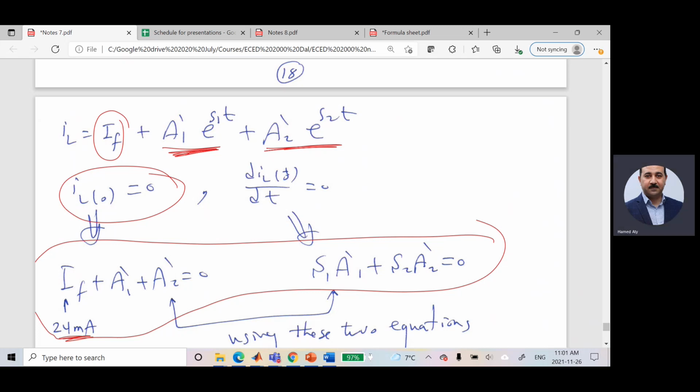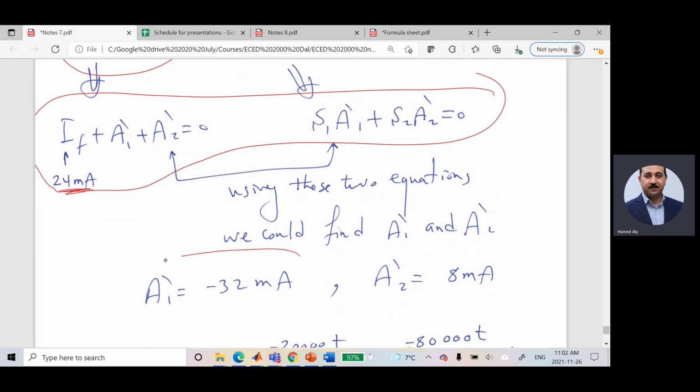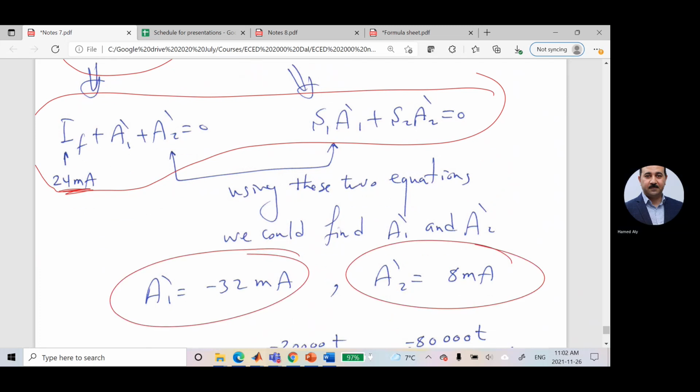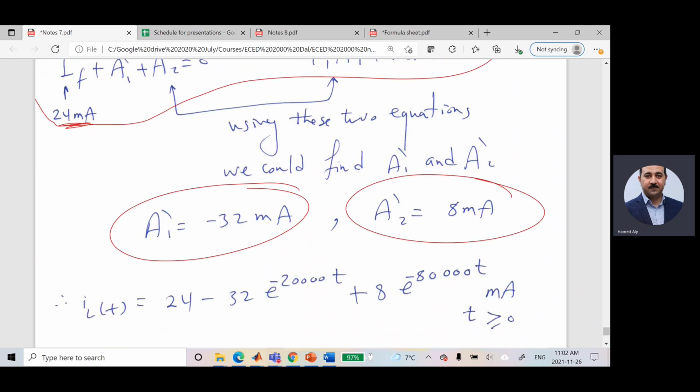Now, you will use these two equations to find A1 prime and A2 prime. You know how to solve two equations in two unknowns, am I right? By using elimination or substitution or whichever method is easier for you. If you're trying to find A1 and A2, A1 will be equal to that guy and A2 will be equal to that guy. Then I will go back to my equation.